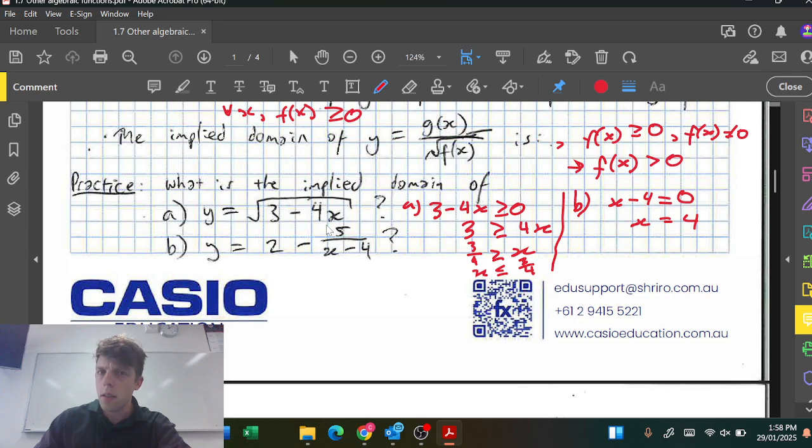So is that the answer? No. We're after the implied domain. So it's always good to reread the question after we do it. So this is defined for x, so for all values of x, except for 4.